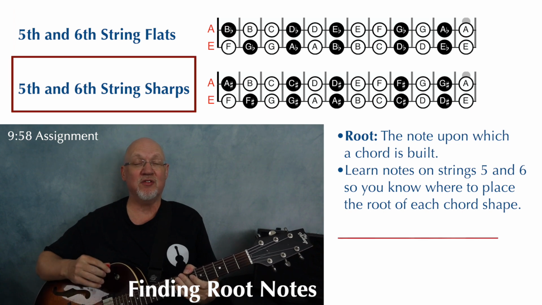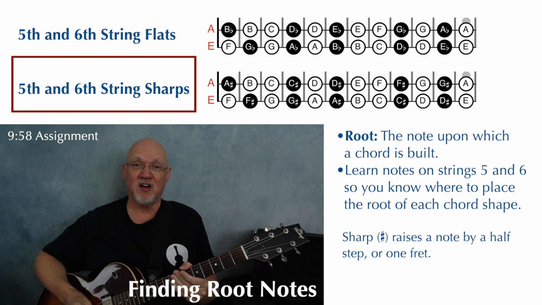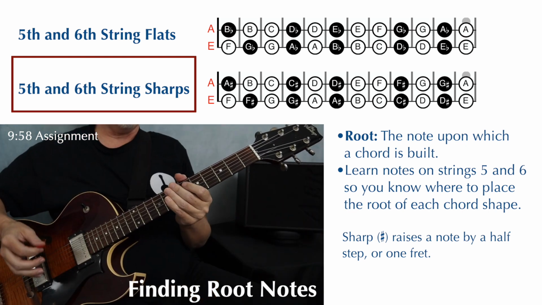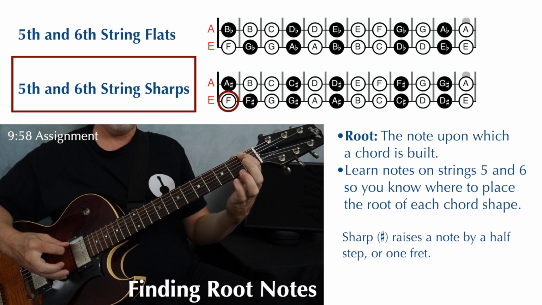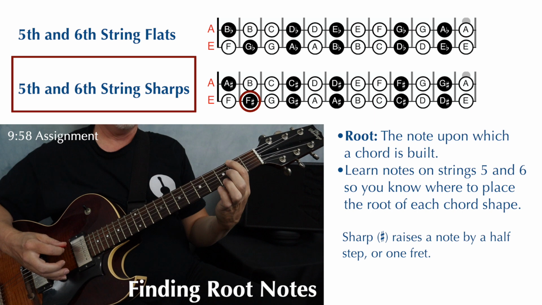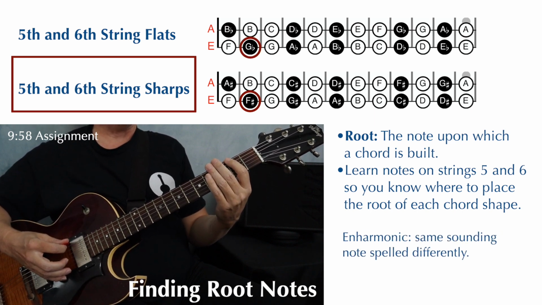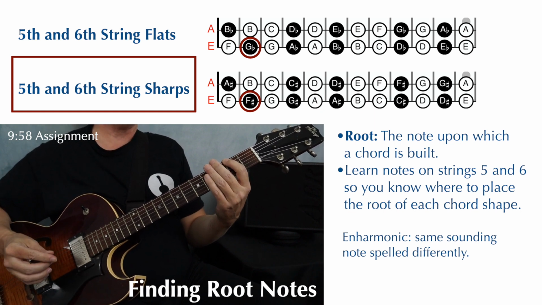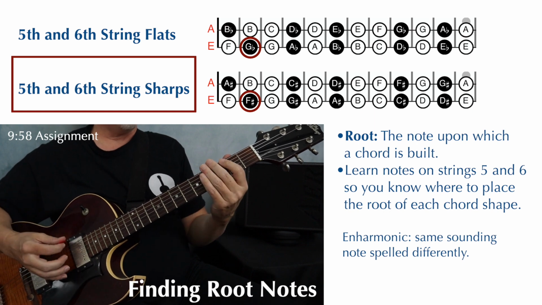A lot of times these notes are spelled as sharps, not flats, so let's take a look at the diagram with the sharps. A sharp raises a note by a half step or 1 fret. So here's my low F. 1 fret to the right is my F sharp. And notice, if you compare it to the other diagram, F sharp and G flat are the same note. That's called enharmonics, same note spelled differently, and we're not really going to get into the why in this series. Just want you to be aware of that.